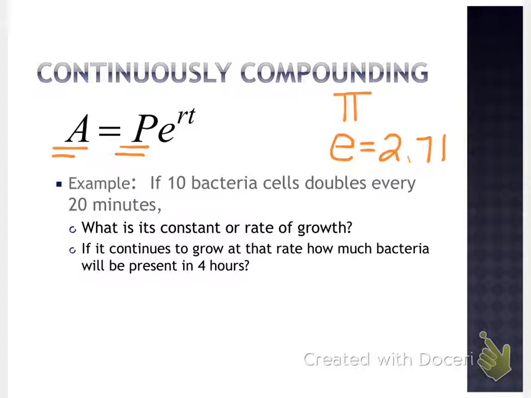R is still our rate. T is still our time. All that you have to remember is that it's P times E to the RT, because your rate and time are going to be in the exponent. So let's look at this example.